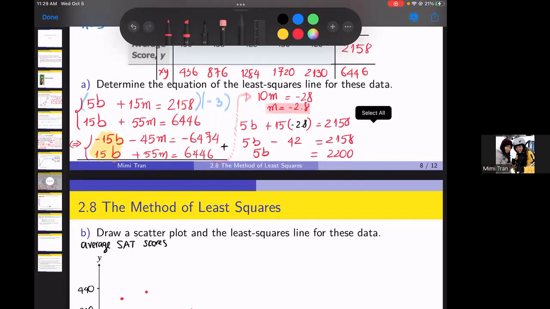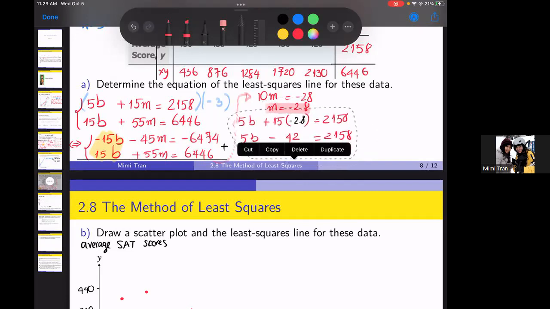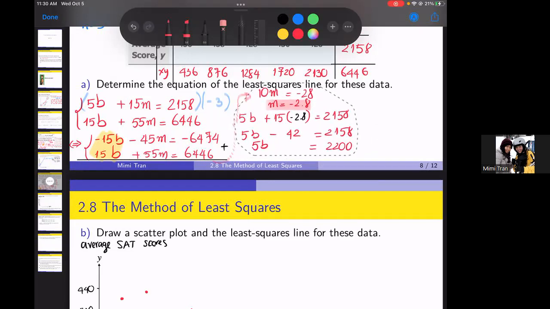Move it up a little bit so I can just try to get some space. So b, divide both sides by 5. B is what? 440. And last but not least, your equation. Y equals mx plus b, so y equals negative 2.8x plus 440.